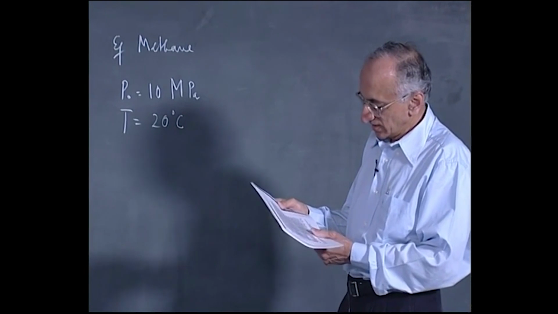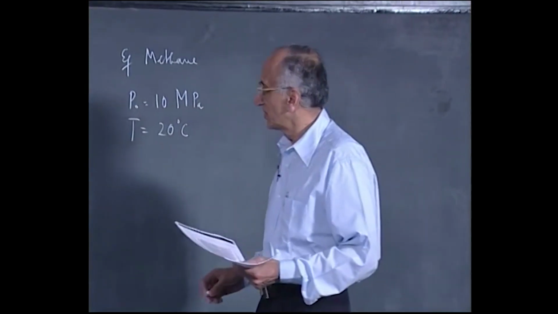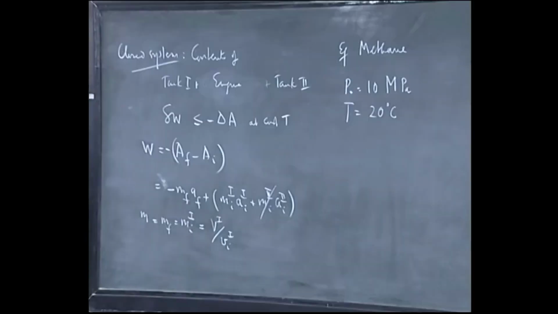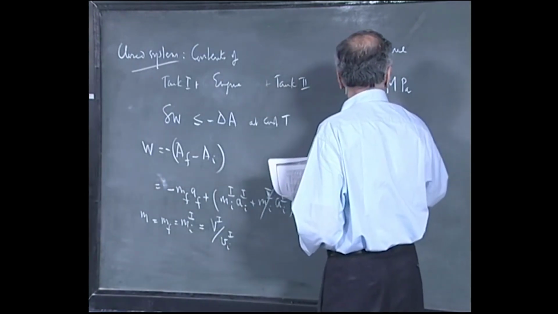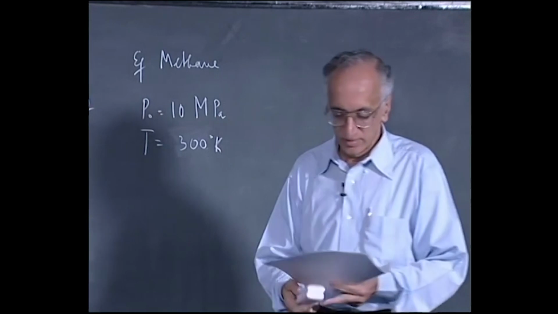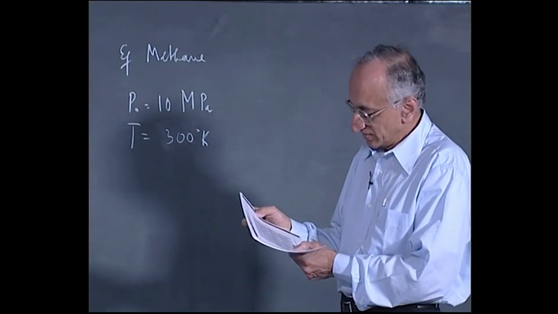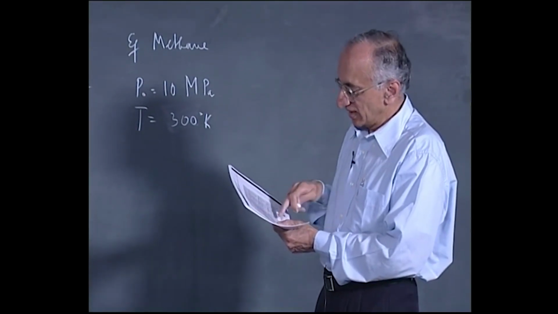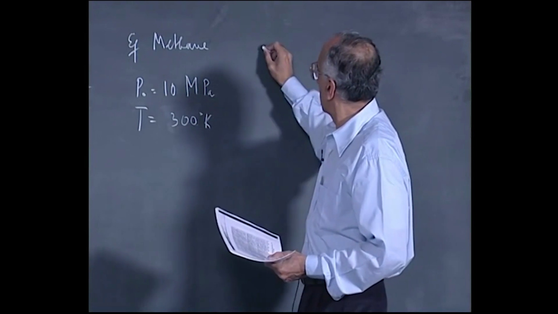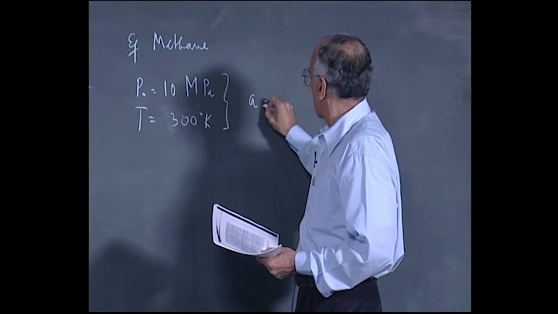Degrees C would be about 273. Let me take 300 degrees K for convenience, that line is here. So you can read the 300 degree K line here. So 300 degrees K and 10, what I need is simply A at these conditions. This is the initial condition. So what is A equal to?